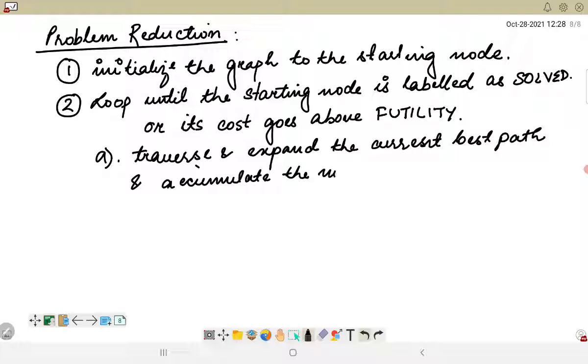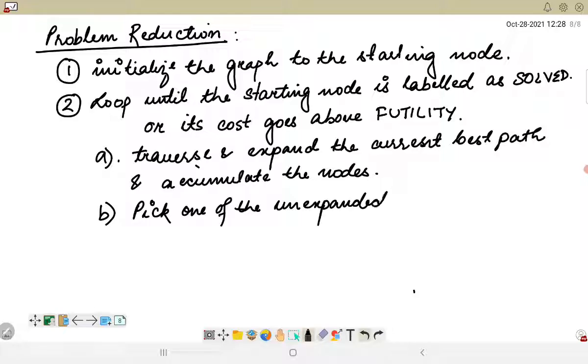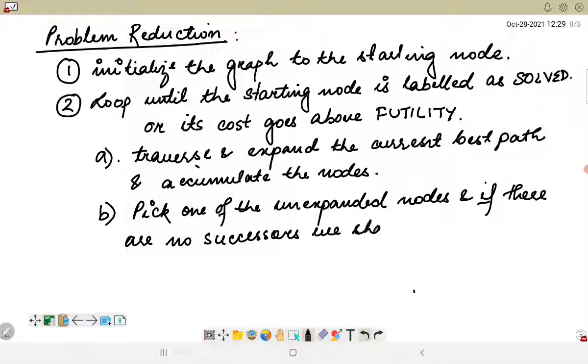Then we will pick one of the unexpanded nodes and expand it, and if there are no successors, we will assign its value as the futility.